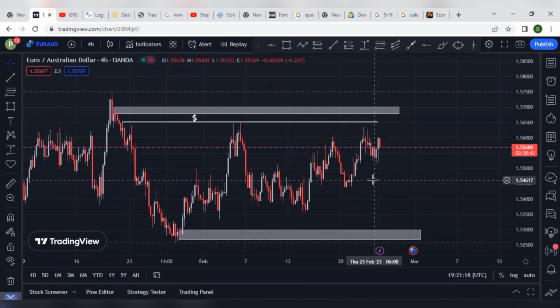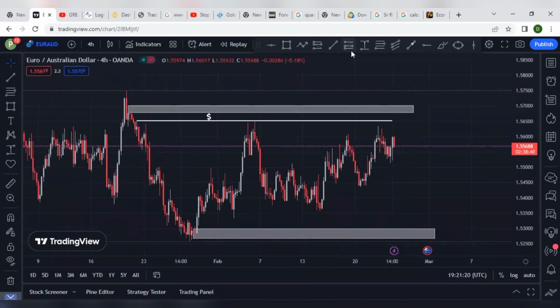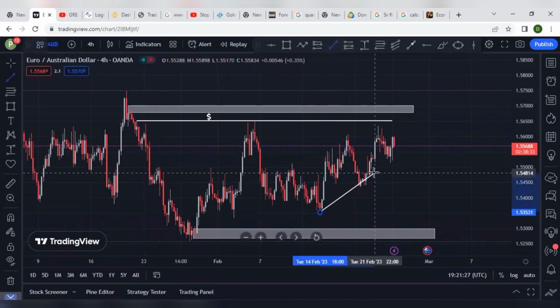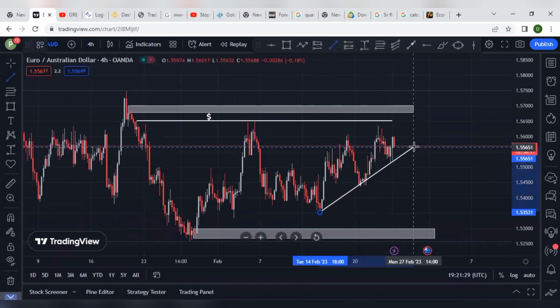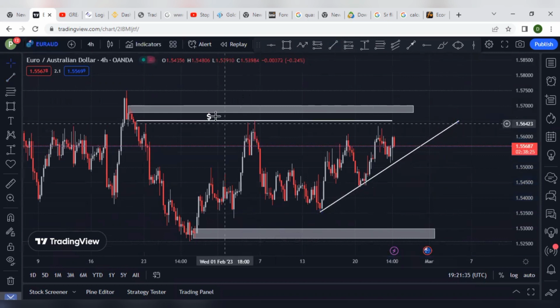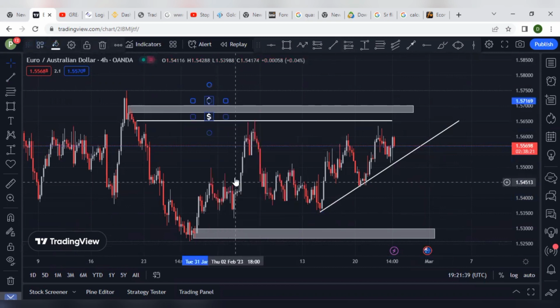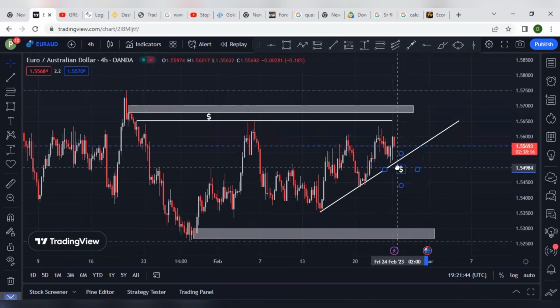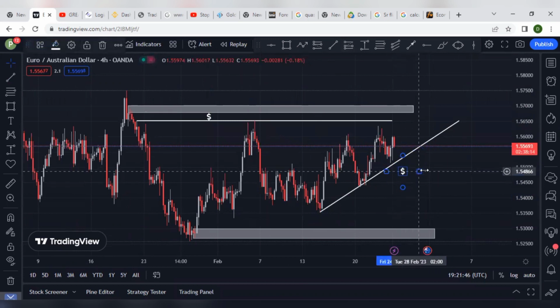Now, why would the market push down? It should push down to take liquidity. Looking at this trade, we can clearly see that this is a trend line liquidity forming. So we have a trend line liquidity over here, forming over here. Clearly we have trend line liquidity here.